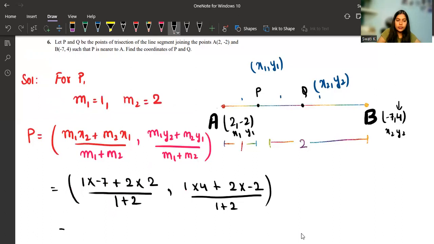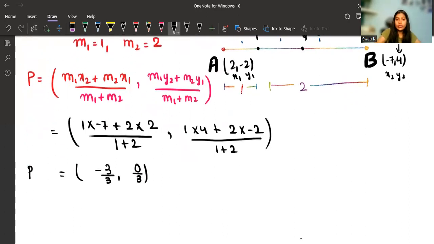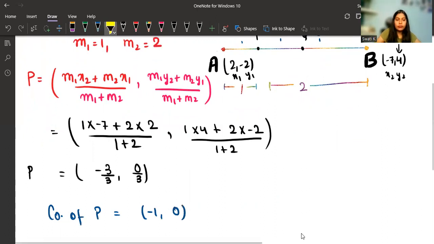Yes, and we got the coordinate of P, and that is minus 7 plus 4. I'm just super quick here. Minus 7 plus 4 is going to be minus 3 upon 2 plus 1 is 3. And this one is going to be 4 minus 4, which is 0 upon 3. So what is the value of P? What is the coordinate of P we got? The coordinate of P we got is minus 3 upon 3, which is nothing but minus 1, and this is 0. So we got the coordinate of P, which is minus 1 comma 0.